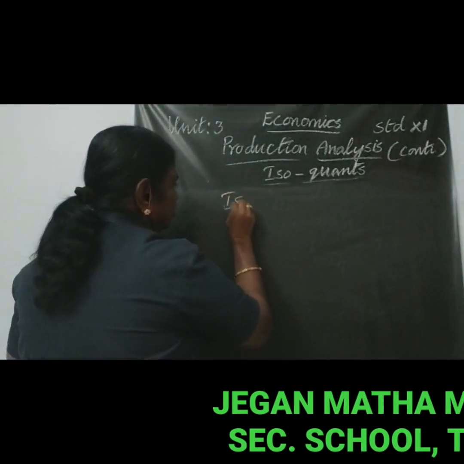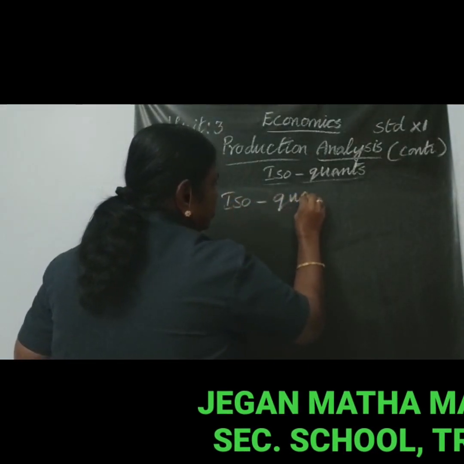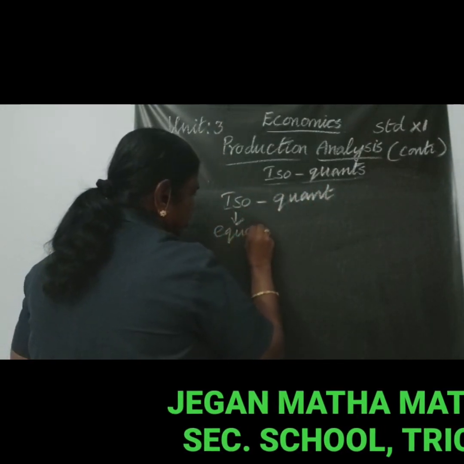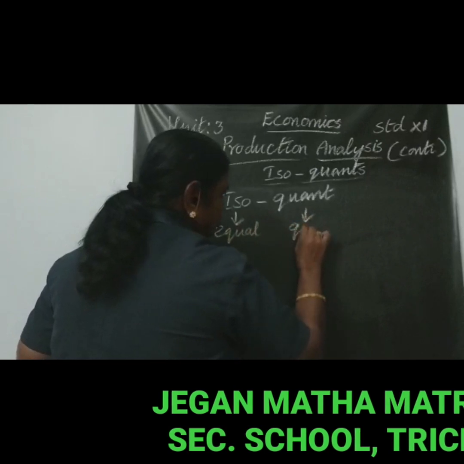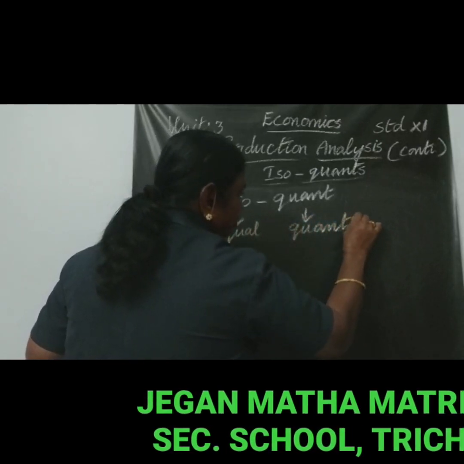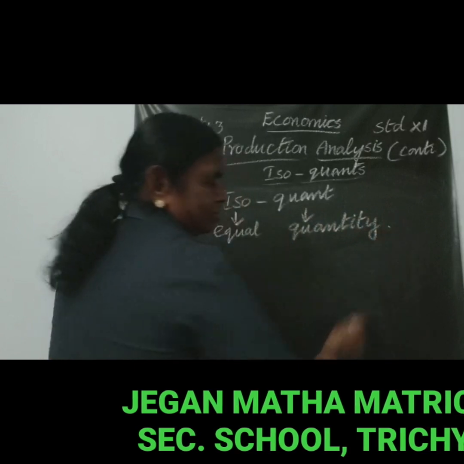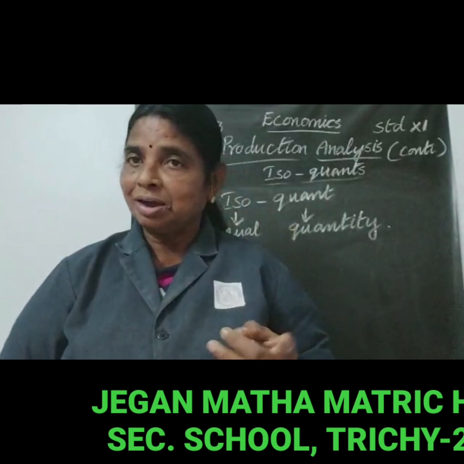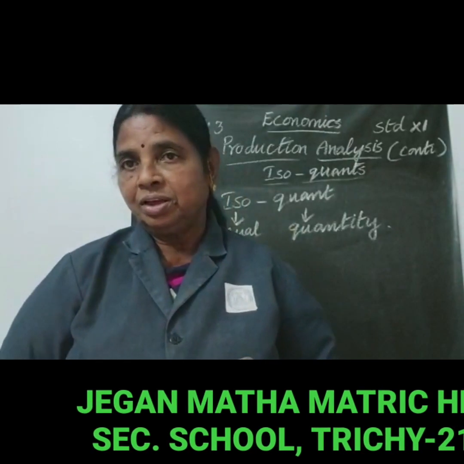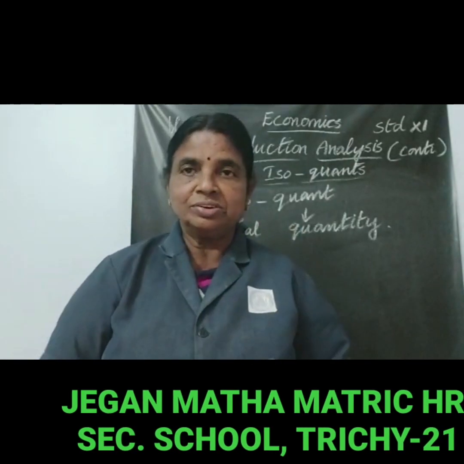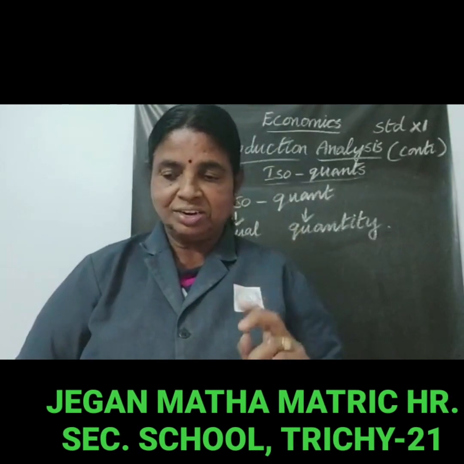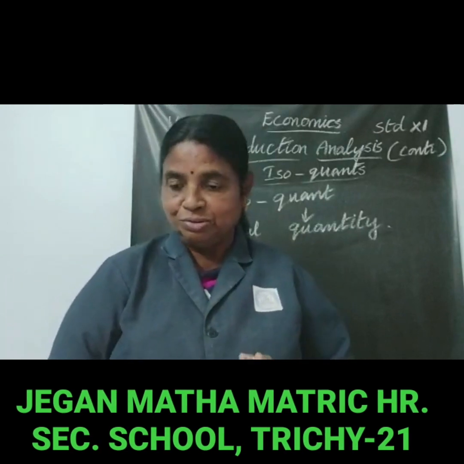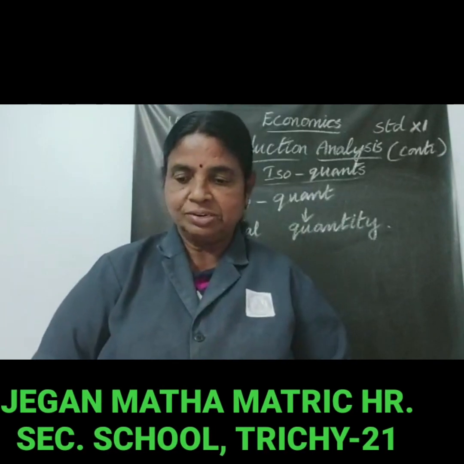The two words isoquant are derived from the Greek language. Iso, quant. Iso means equal. Quant means quantity. Equal quantity of two inputs. And there are four factors of production: land, labor, capital, and organization. Here in our presentation, only two factors are taken, that is labor and capital.